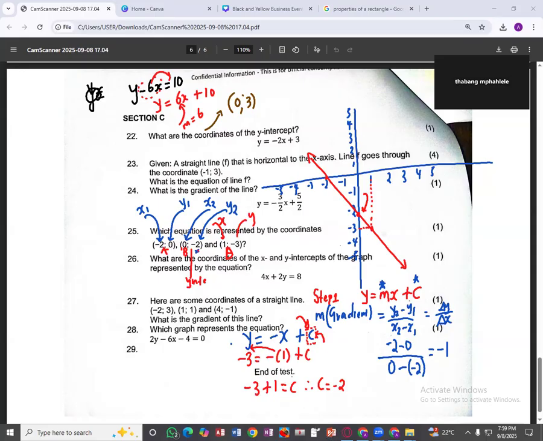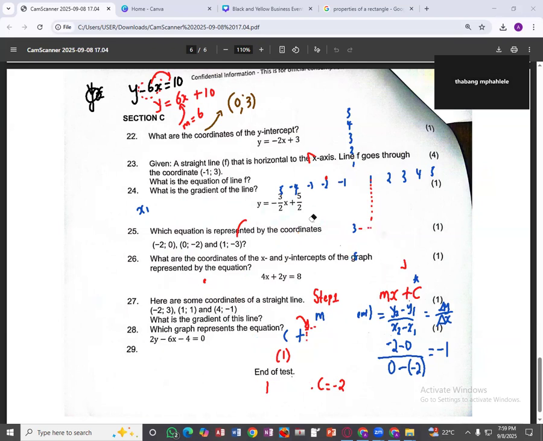So what is the equation of a straight line? Y equals to -x. Our C is -2. So this is the equation of this line. Y equals to -x, -2. Make sure that you practice this one. It's a very good question. It can come in your exam.